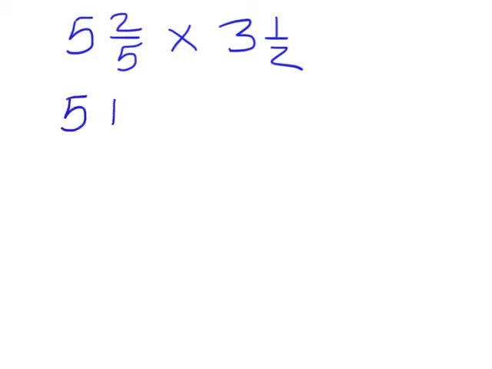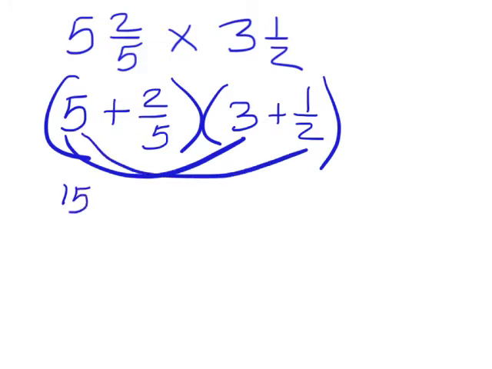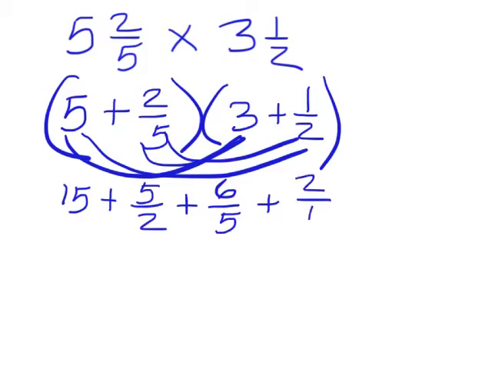Another homework problem. 5 plus 2/5, and then multiply that by 3 plus a half. 5 times 3 is 15. 5 times a half is 5 over 2. And then 2/5 times 3 is 6 over 5. And 2/5 times a half is 2 over 10.